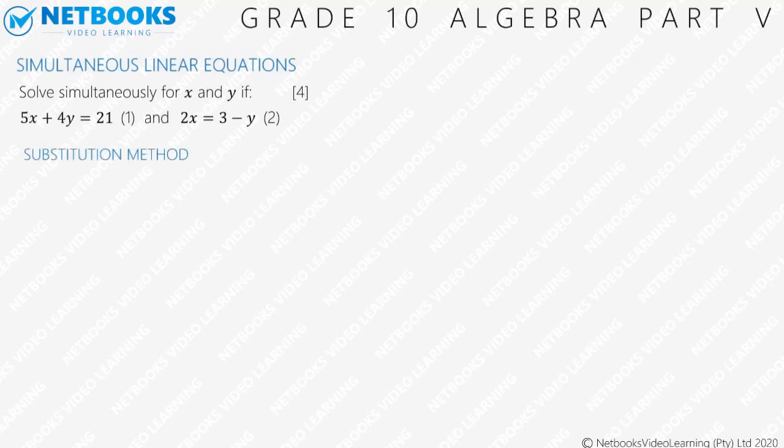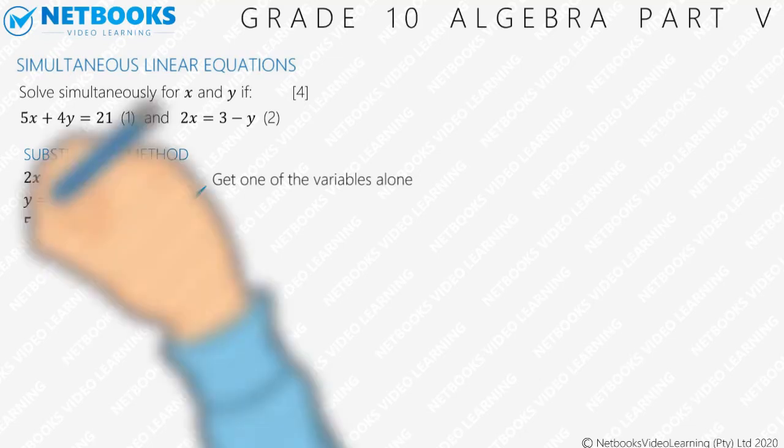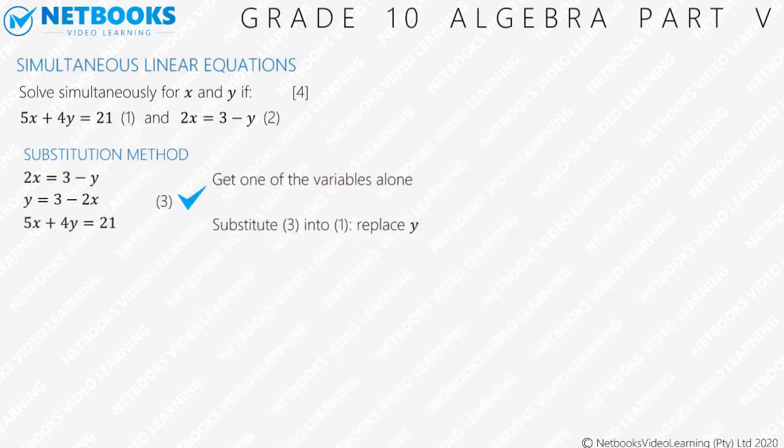Applying the substitution method, we must get an equation in terms of one of the variables. Let us take the second equation. To get y alone, we bring it to the left-hand side and move the 2x over to the right. We now have a third equation in terms of y, and have been awarded a mark. This is called the substitution method because we take this equation in terms of y and substitute it into equation 1. Replace every y with equation 3, and by doing so we have earned a mark.